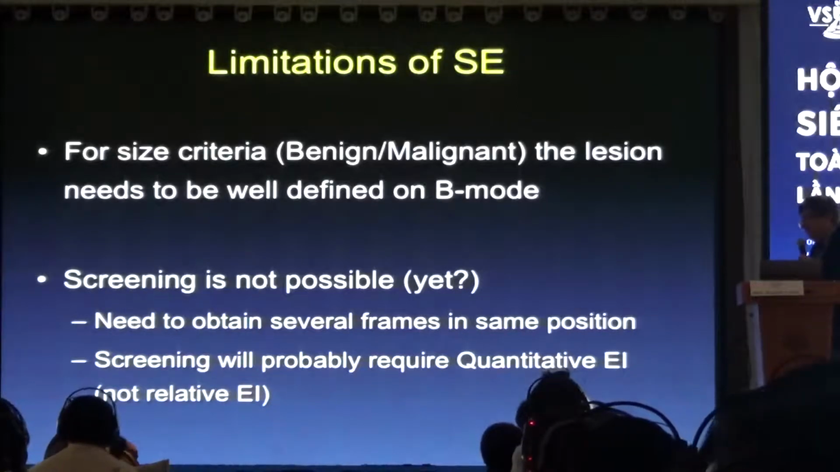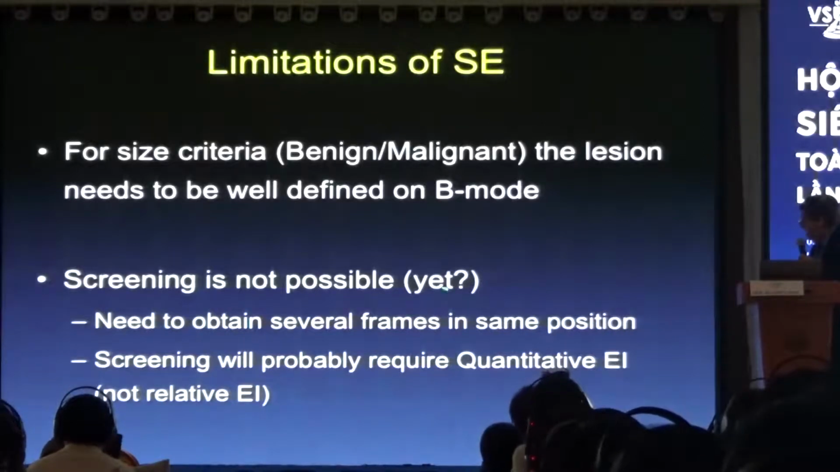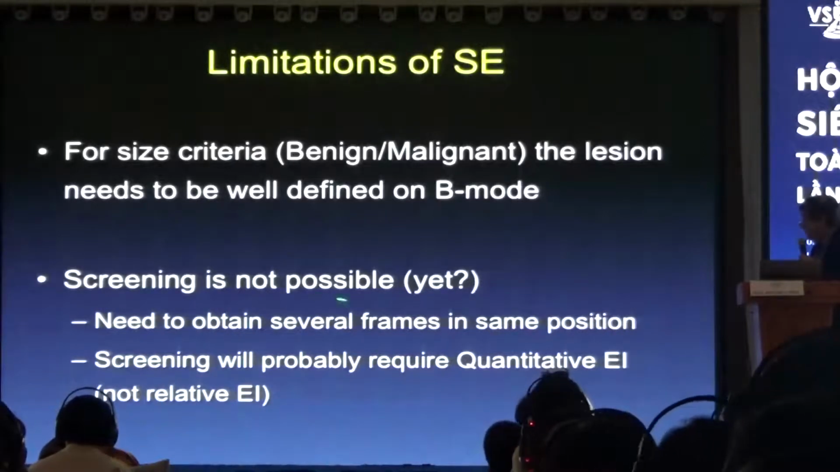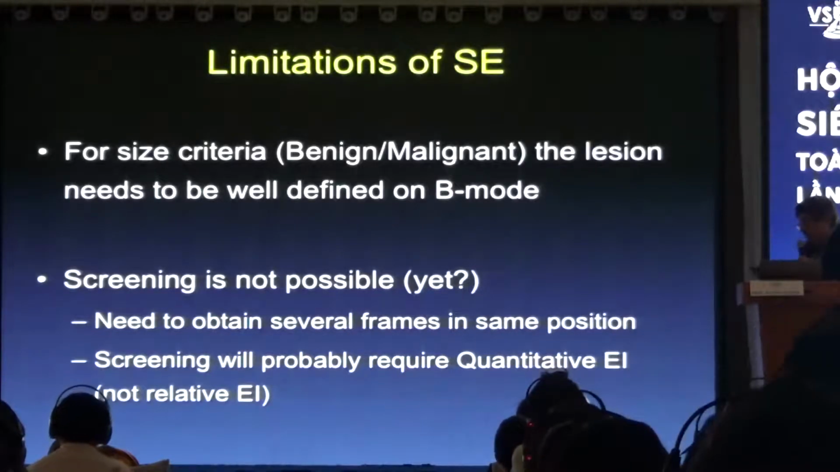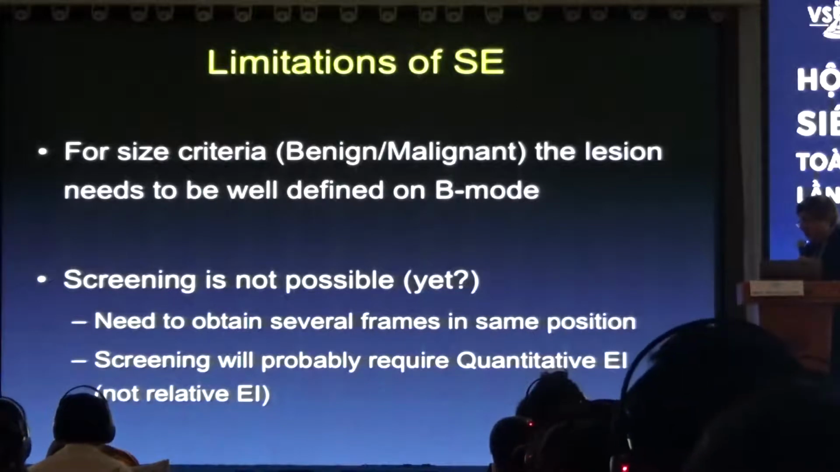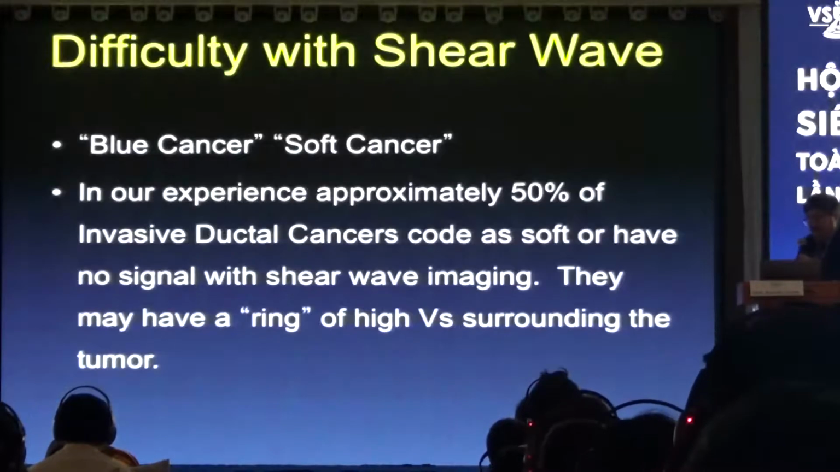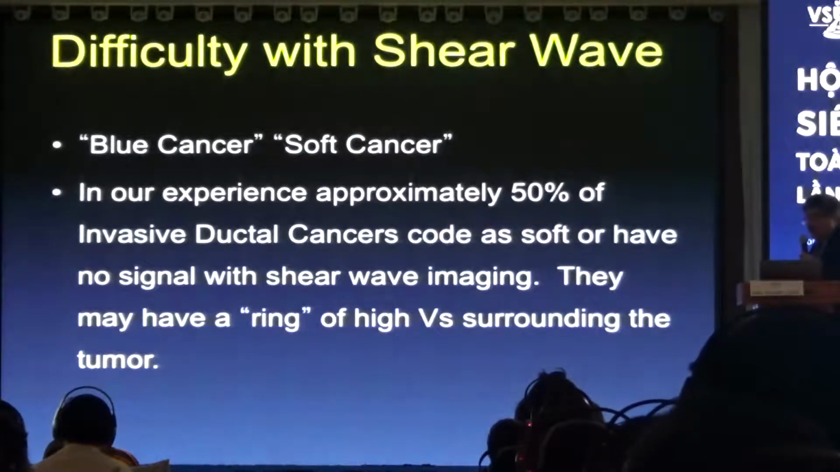And you know, we'll probably never be able to do screening with strain imaging because it's relative. So there's no way we can do that. Maybe with shear wave elastography, where we get the absolute values, if we can do it in a reasonable amount of time. Right now, it just takes too long to do that. But I wanted to go over the problems with shear wave. And again, this is something that's relatively unique to breast.